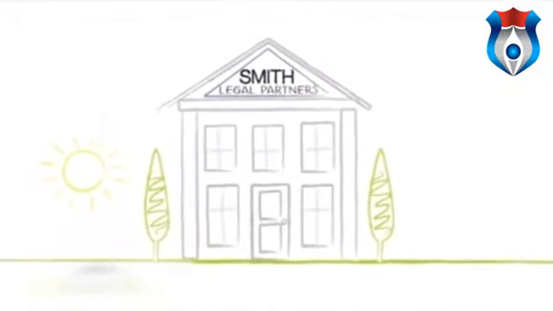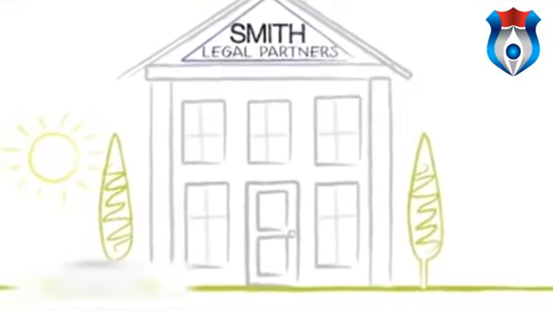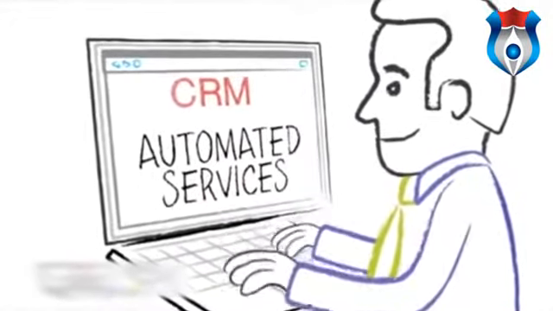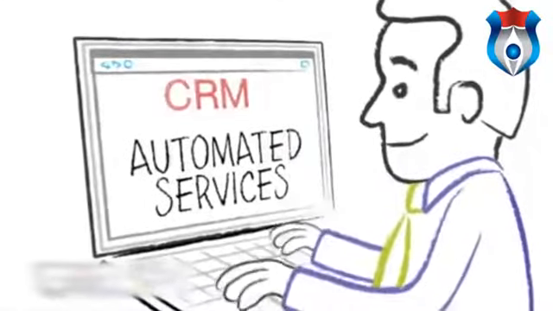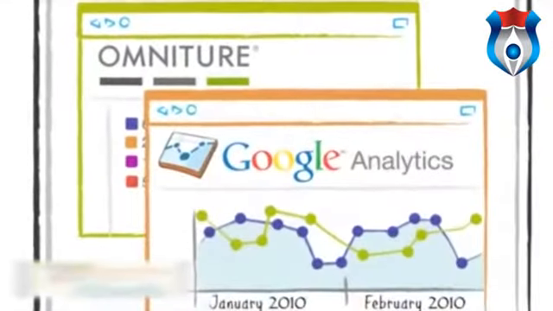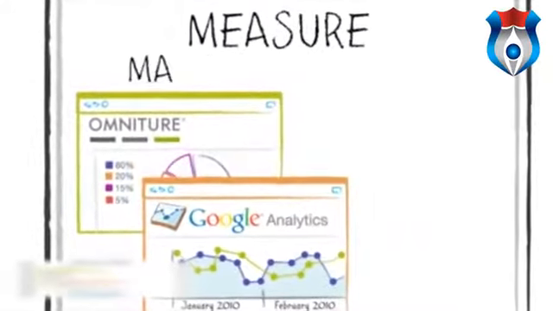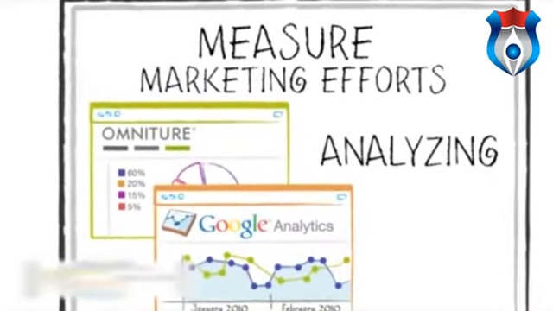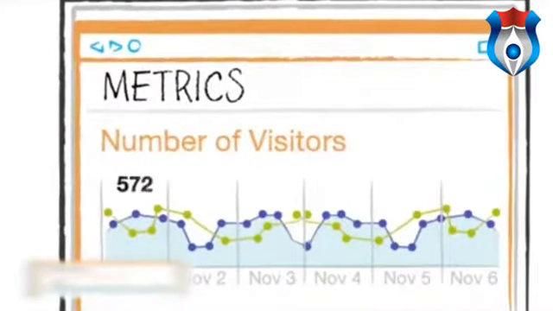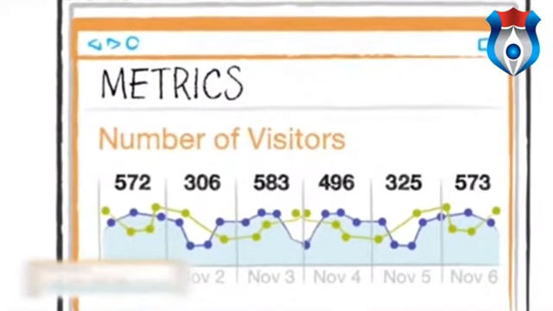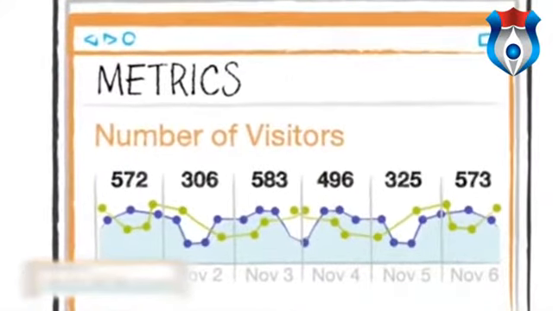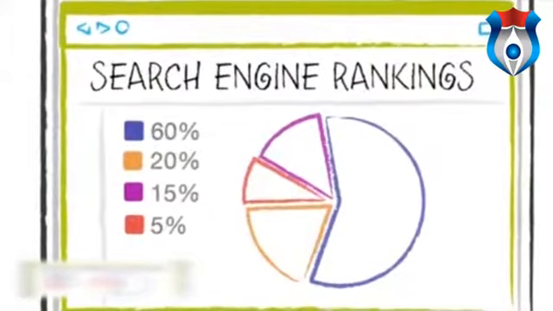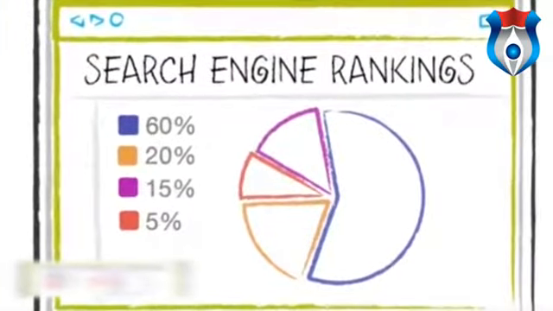To get a little more technical, Smith Law, who is using online providers for CRM, decided to use automated services to measure performance of some of their web-based marketing campaigns. Using online tools like Omniture and Google Analytics, Smith was able to measure which marketing effort worked best by analyzing pages from their website. Metrics showed things like the number of online visitors they were drawing, the path each one took through the website, and which pages were viewed. He could even see in search engine rankings how well their efforts were paying off.